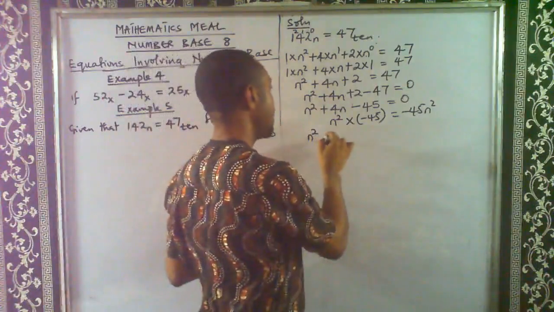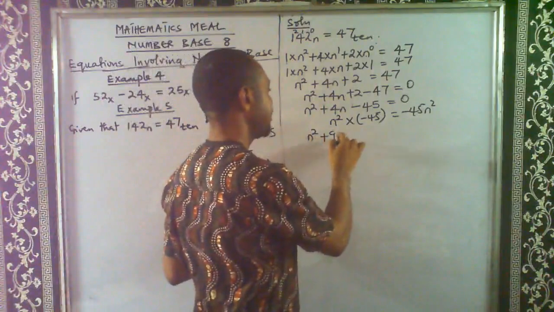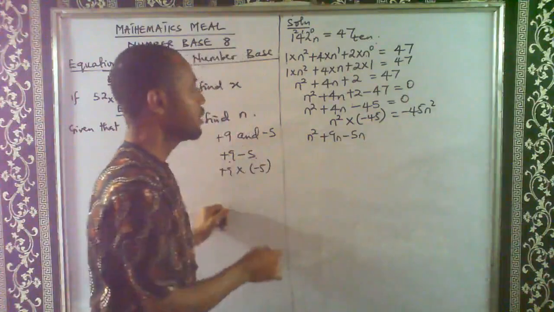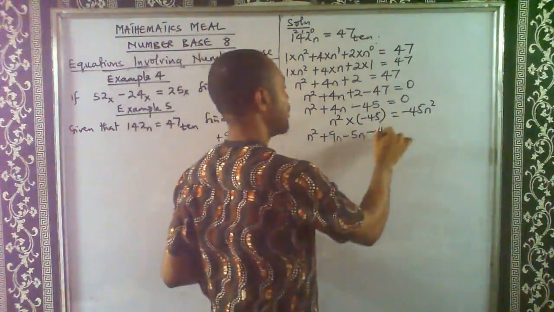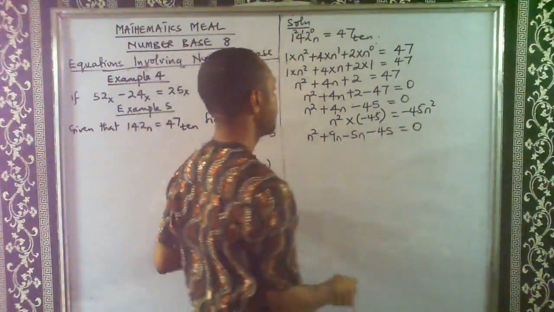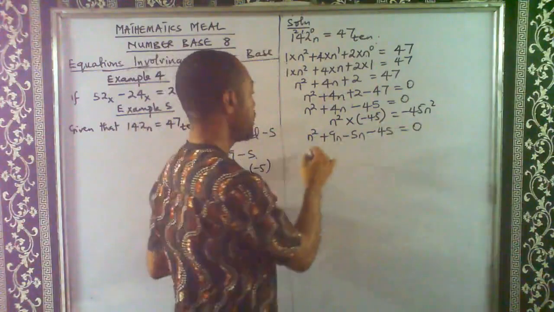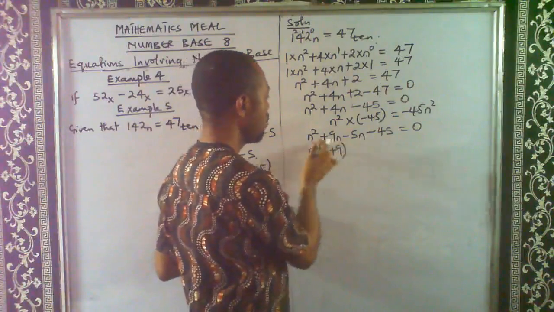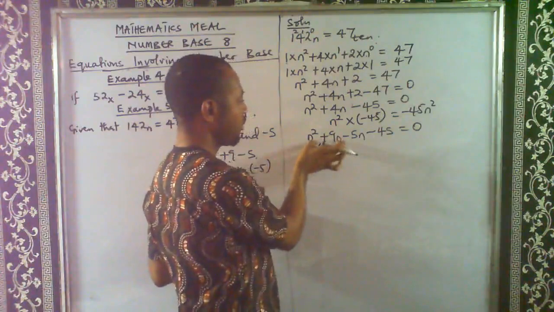So we have n squared plus 9n minus 5n. That's this and this. Minus 45 will give us 0. So we factorize by grouping: n bracket n plus 9. What is common here is n, so I factorize this.